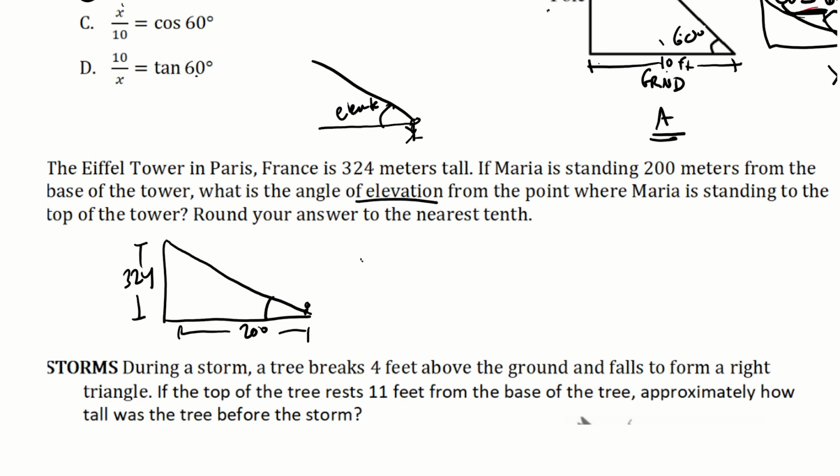That's elevation. Elevate means up. If she were up here, and this is her line of sight, and then she's looking down at something, then that would be depression, angle of depression. Okay, DEP for depression, and then so we'll just do that.